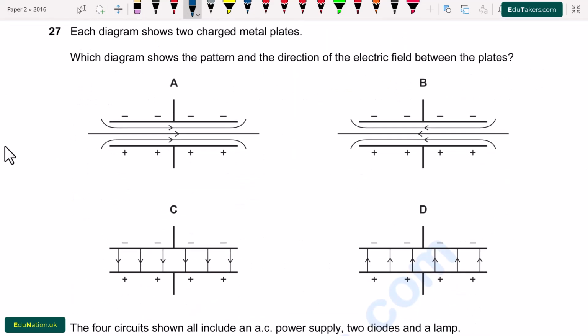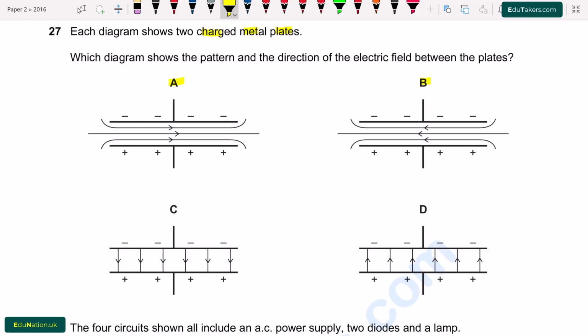Question number 27. The diagram shows two charged metal plates. Which diagram shows the pattern and the direction of the electric field between the metal plates? So here we have to show the pattern and the direction of the electric field between the metal plates. Options A and B, both of these are incorrect because it is not the correct direction of the electric field lines. Electric field emerges from the positive charge and enters at the negative charge.